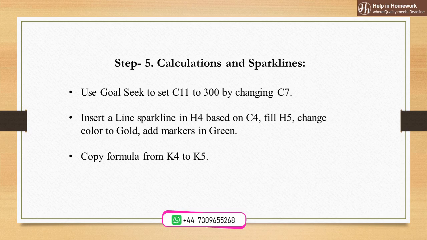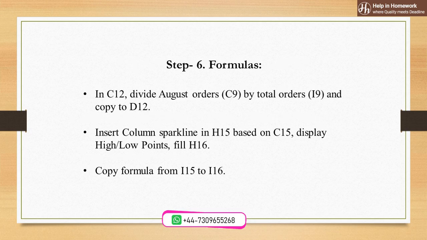Insert a line sparkline in H4 based on C4. Fill H5, change color to gold, add markers in green. Copy formula from K4 to K5. Step 6. Formulas. In C12, divide August orders C9 by total orders I9 and copy to D12.